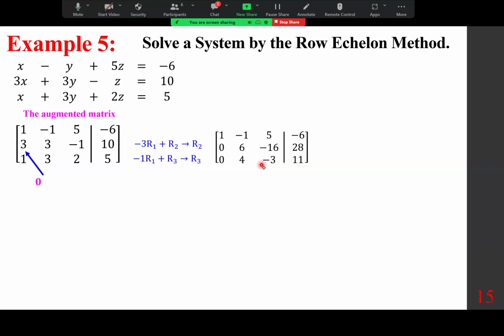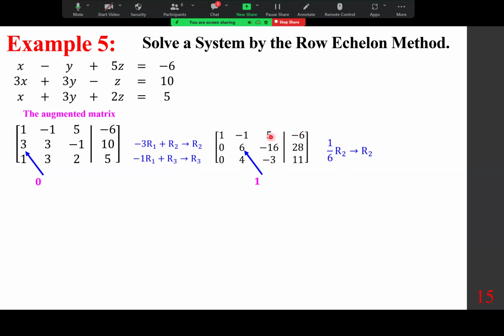What is the next one? This has to change to 1. So how do you change it to 1? One way is to multiply this one by 1/6. So divide this second row by 6. Sometimes you want to avoid the fractions because they make it difficult at the end to solve, but that's fine. That is the fastest way.